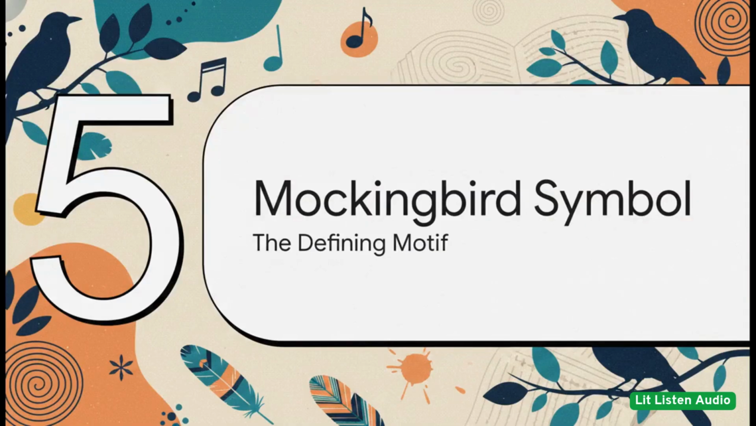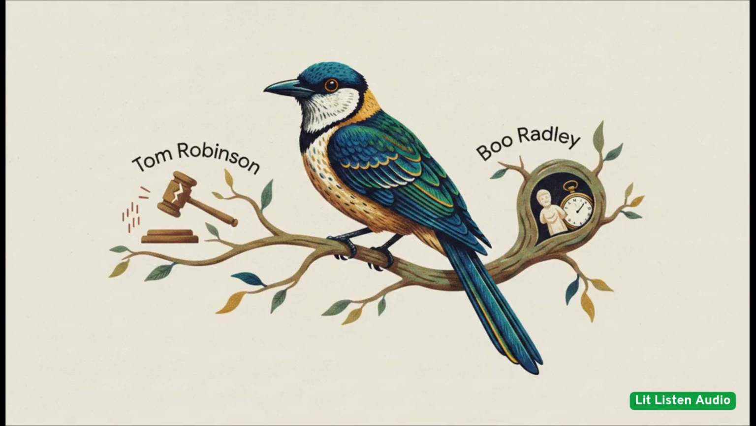Okay, let's move on and see how this all builds into Section 5, the Mockingbird symbol. This is the absolute defining motif of the novel. It is an essential piece of any exam essay. You need to know exactly who the figurative mockingbirds are in the text. First and foremost, it's Tom Robinson. He's an innocent man who is carelessly and violently destroyed, shot 17 times while trying to escape, even though it was physically impossible for him to have committed the crime.